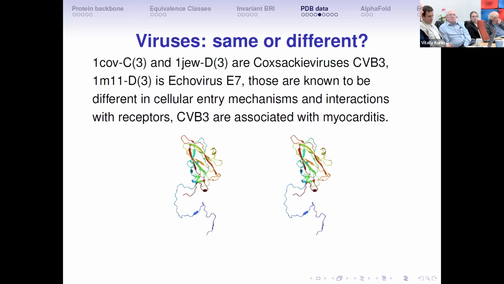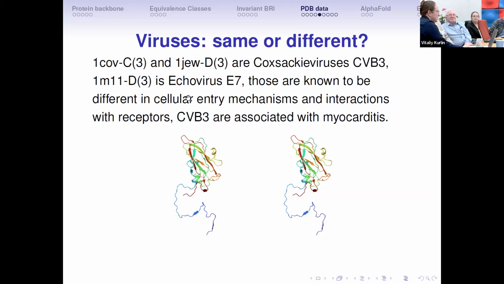Well, how different are they? Can you guess which one? So one of them belongs to this CVB3 entry, and another one belongs to 1M11. Can you guess which one is which? Well, I can't either. As mentioned, they totally coincide.